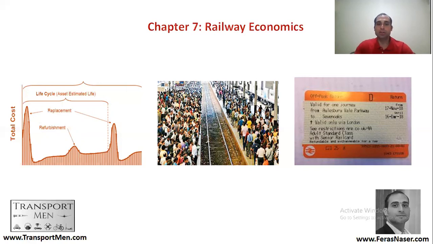The second picture is showing you the socio-economical benefits of trains, where you have to move all those people at a very low price, and maybe at a small damage to the environment. The third one, showing tickets, is showing an off-peak ticket, how different railway organizations are using different ticket pricing strategies to try to increase the demand.